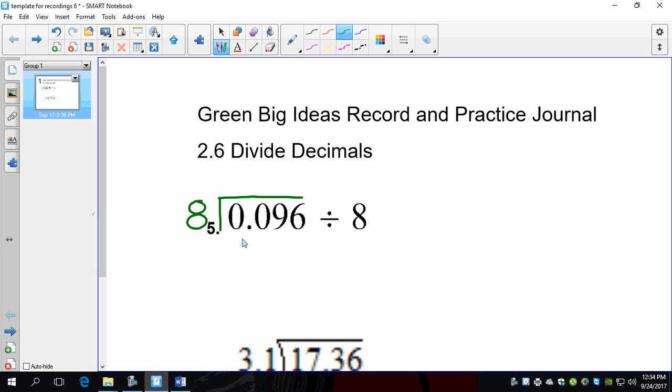And this is really nothing new. I know we have a decimal in our dividend. The only thing we really need to do is just be aware of that decimal and bring it straight up. And if we bring it straight up, this actually just becomes a division problem like 96 divided by 8. I'll show you what I mean.